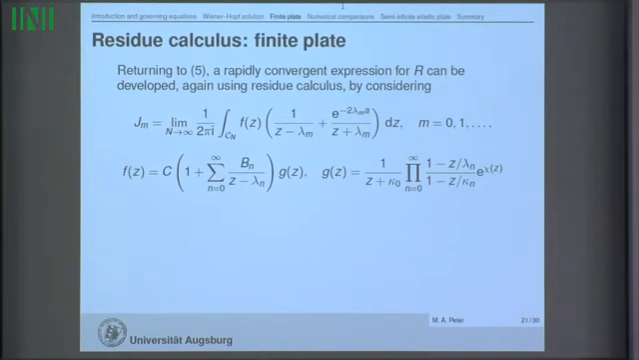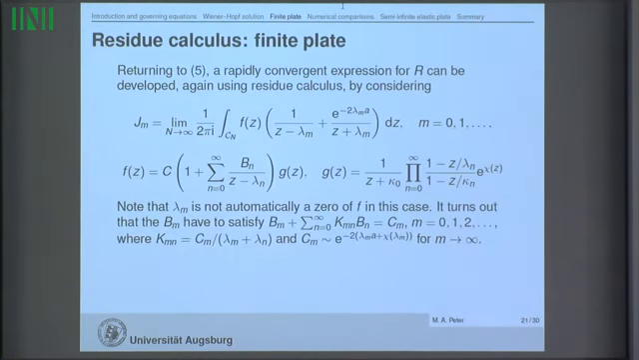So I go back, I look now at these integrals Jm, where I have to include the exponential factor here. Now I want to do the same thing, right? I want to compute the residues, and I want to compare to the system of equations that I have to solve. So I do that.